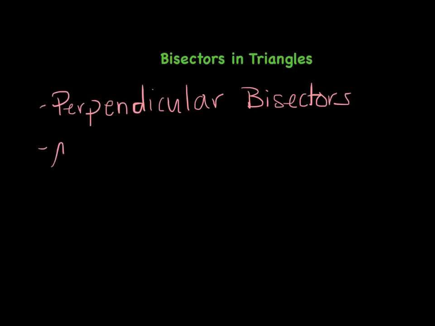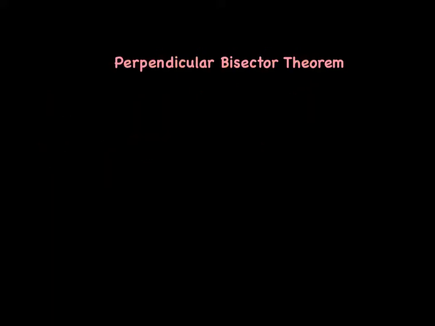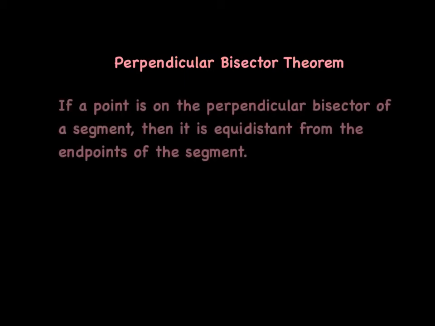So we've talked about these before, and this time we're talking specifically about in triangles because we're going to use these when we start talking about concurrency. The first thing we're going to talk about is the perpendicular bisector theorem. The perpendicular bisector theorem states if a point is on the perpendicular bisector of a segment, then it is equidistant from the endpoints of the segment.